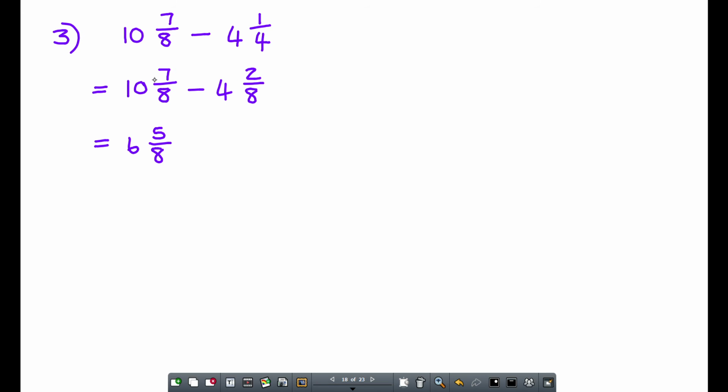So I could say take the whole numbers. The 10 minus the 4 gave me the 6. And then if you look at the fractions, 7/8 minus 2/8. Remember, we only subtract the numerators. So 7 minus 2 gave me 5, and denominator should stay 8. You guys good with that?